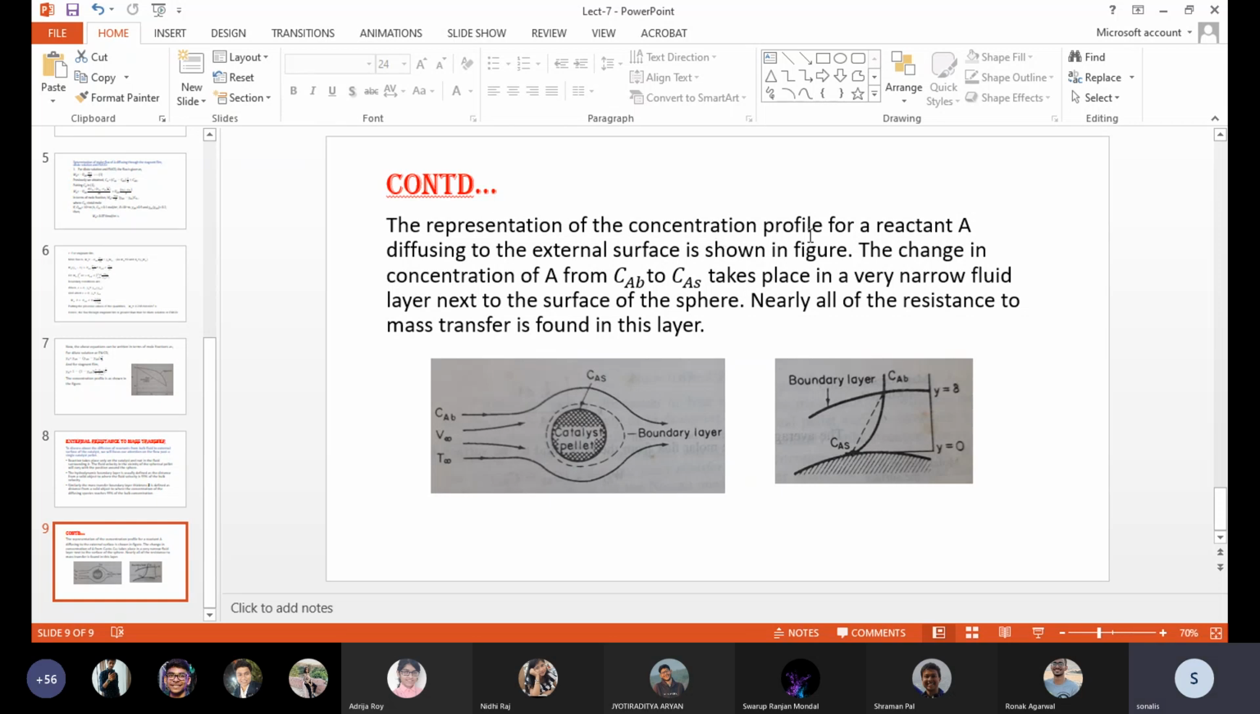The representation of the concentration profile for a reactant A diffusing to the external surface is shown in the figure. The change in the concentration of A from CAB to CAS takes place in a very narrow fluid layer next to the surface of the sphere. This layer delta is very small. Nearly all of the resistance to mass transfer is found in this layer. So almost all the resistance to mass transfer resides in the delta thickness.